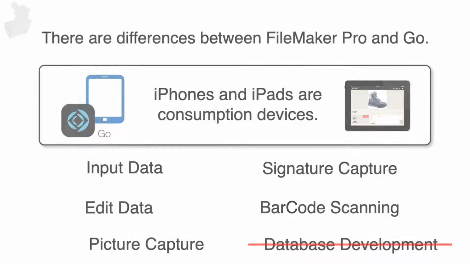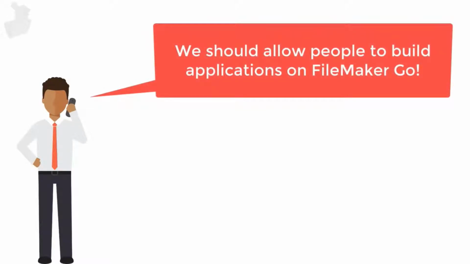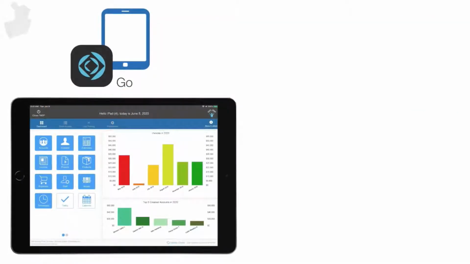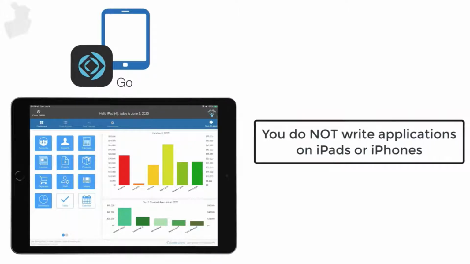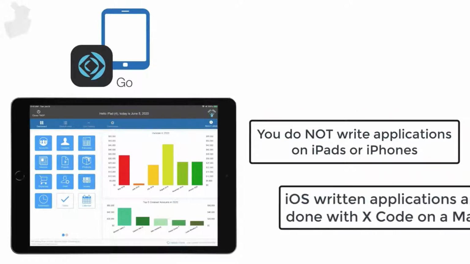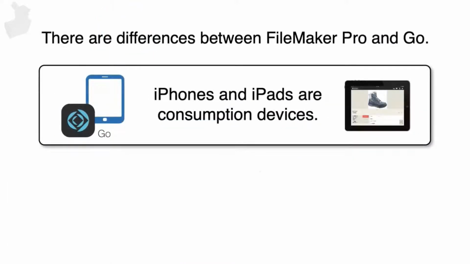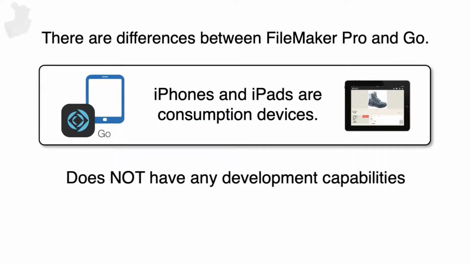Now, I always seem to run into executives at Claris who think that, well, we should allow people to build applications on FileMaker Go. And of course, that sounds really great. However, if you know anything about FileMaker Go or Xcode or Apple's background, people don't write applications on iPhones and iPads. Everyone who builds a serious application for the iOS writes that application using Xcode on a Macintosh, period. And so FileMaker Go, at the time that we shoot this video, doesn't have any development capabilities.